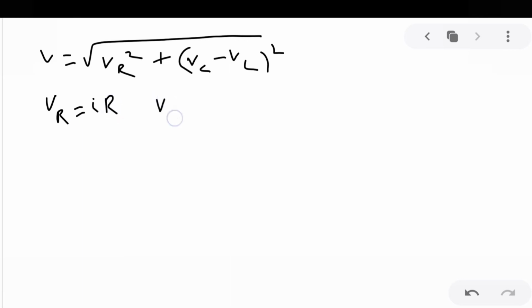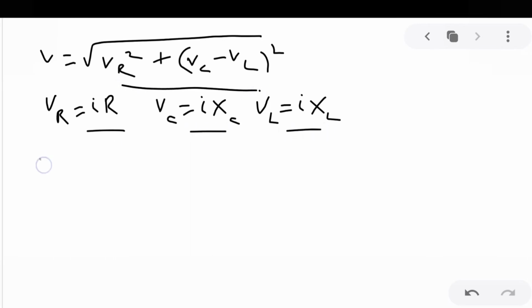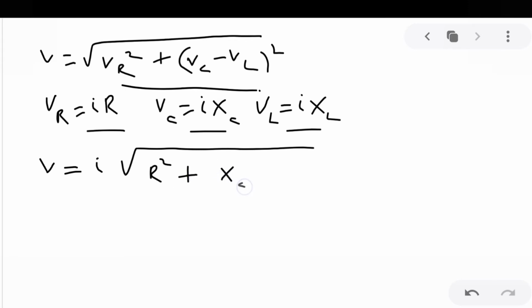VC is equal to I into XC, where XC is the capacitive reactance, and VL is equal to I into XL. So if you substitute these values in this equation, we get V is equal to I times the square root of R square plus (XC minus XL) the whole square.